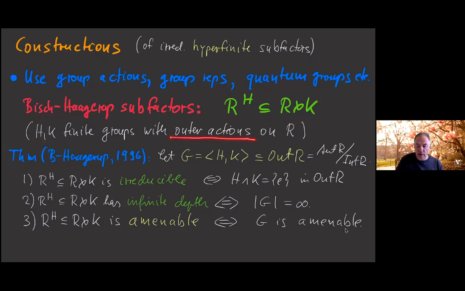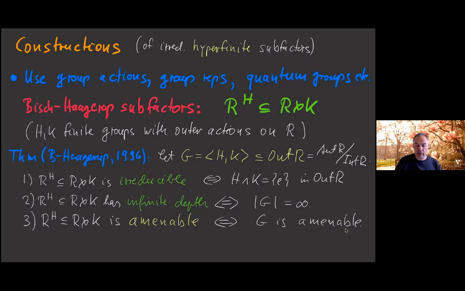You let them act outerly on the hyperfinite II_1 factor, and any locally compact second countable group, by the way, has an outer action on the hyperfinite II_1 factor, so it sits in the outer automorphism group of the hyperfinite II_1 factor. It's a huge group. And then you simply take the fixed point algebra under the H action sitting in the crossed product under the K action. And I should point out that both of these guys are hyperfinite, right? This one obviously because it's a subfactor of the hyperfinite II_1 factor, and this one is just a finite extension of a hyperfinite algebra, and hence it's also hyperfinite, okay?